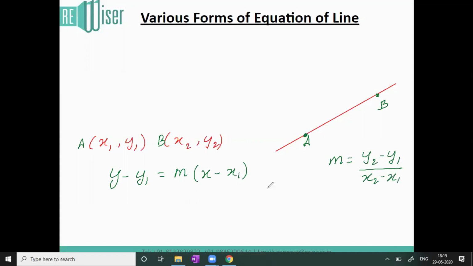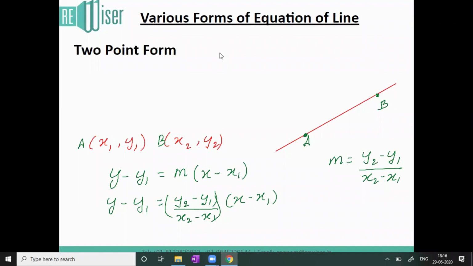So that is the reason I can always say y minus y1 is equal to m, which is nothing but y2 minus y1 over x2 minus x1, times x minus x1. So here I'm using 2 points, and that is the reason this is known as the 2 point form.